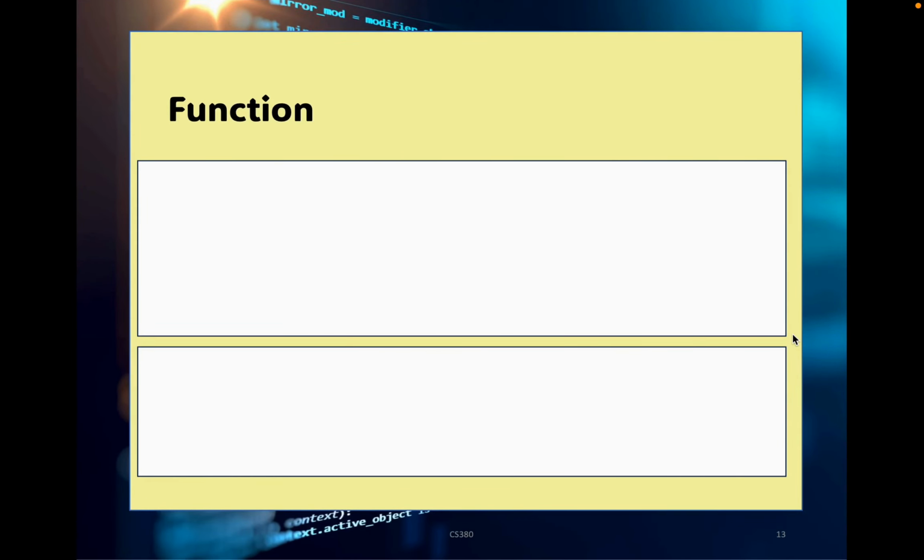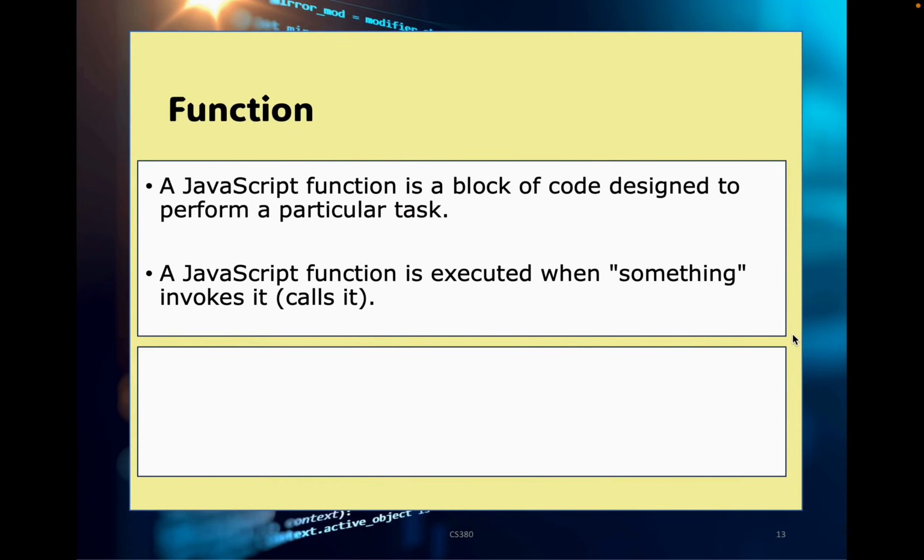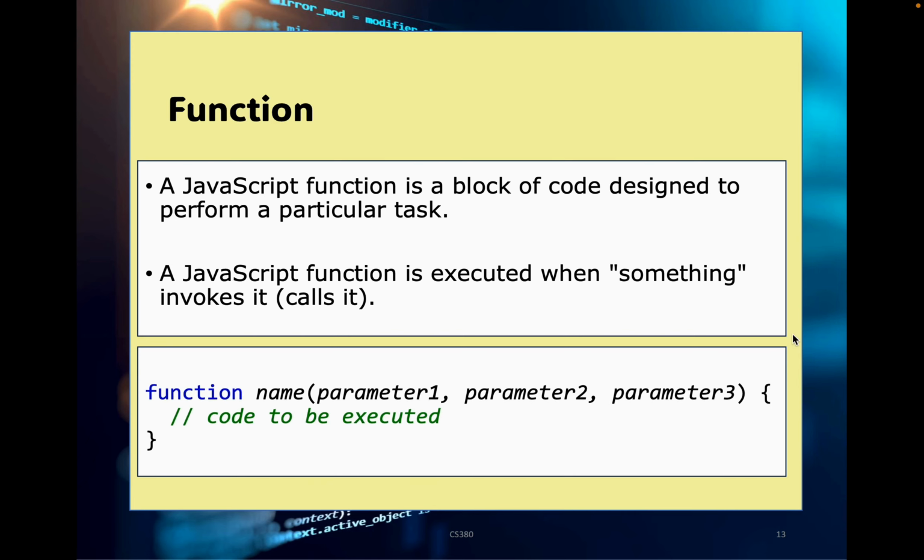Now we'll talk about functions. A JavaScript function is a block of code designated to perform a particular task. A JavaScript function is executed when something invokes it, or calls it. We can see through the example also how a function is written.